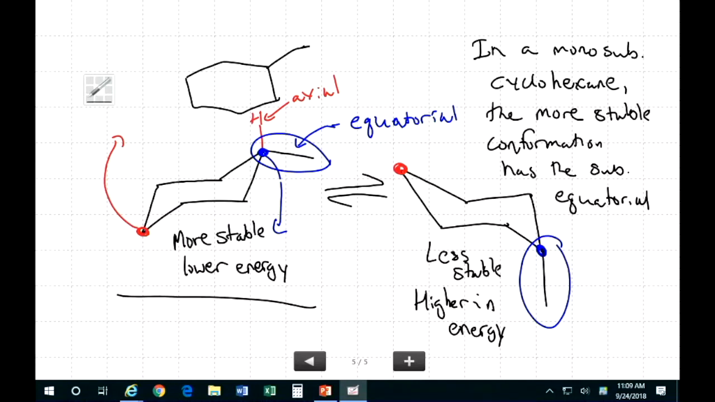Now, why is equatorial preferred? Hopefully I spelled preferred right. That's the word I always mess up. Not like I have a PhD or something. So why is being equatorial preferred?